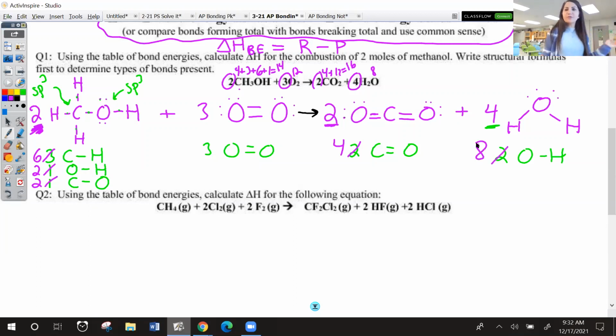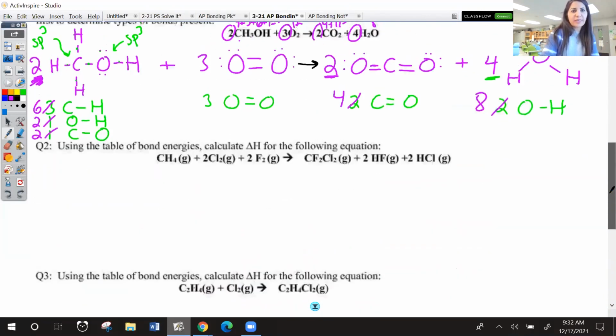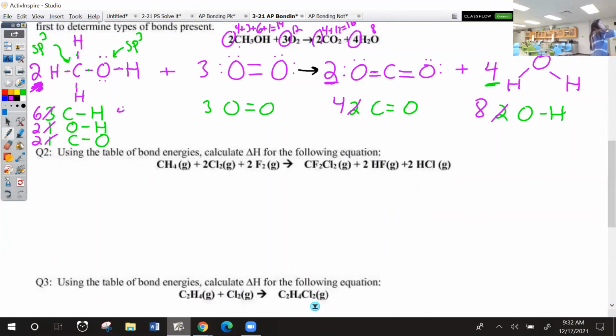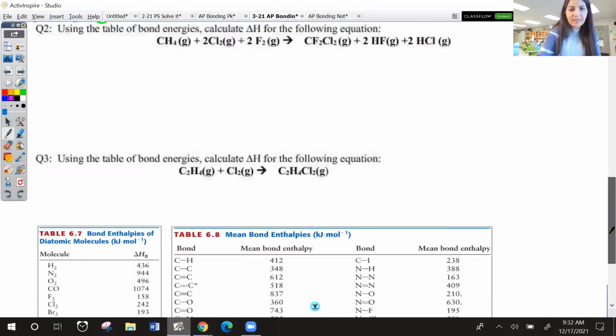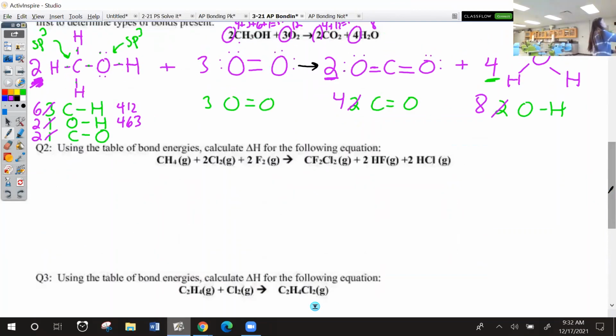Okay, so now what we're going to do is get the numbers. So we're going to come down here. We're going to take a look at CH and OH. Let's see if I can remember. So CH says 412 and OH says 463. Okay, so I've got 412 and I've got 463. And then my CO bond, I have a 360. For this one it is 360.